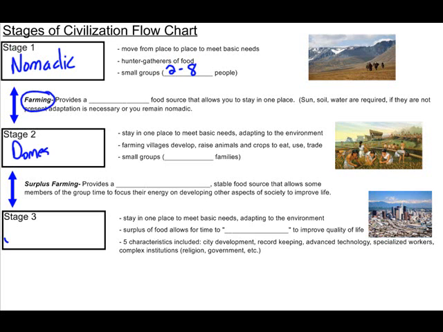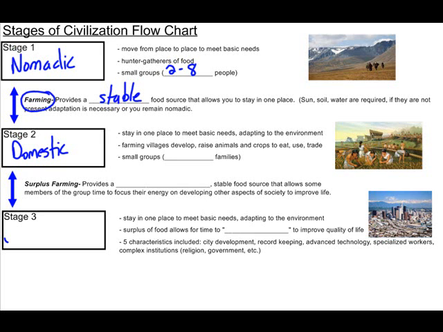Now, the reason that farming is such an important change agent is that it provides a stable food source that will allow you to stay in one place. When you can farm, the food grows in the same spot. It comes up pretty much at the same time every year. And so nomadic people now had a place where they knew they could go to get food. It made life a little easier. It made life a little bit more manageable to meet their basic needs.